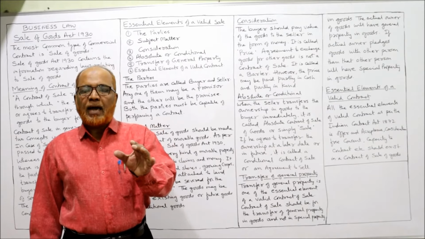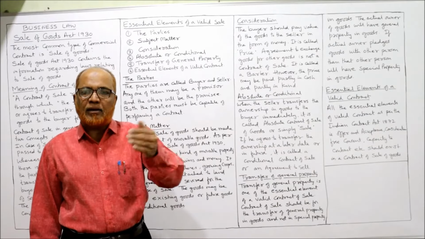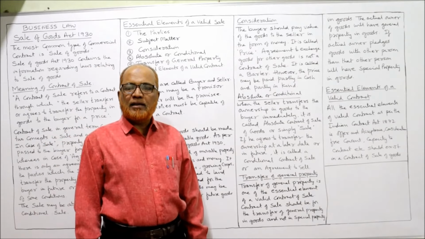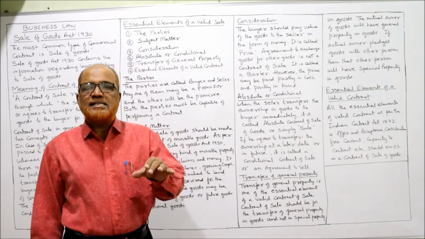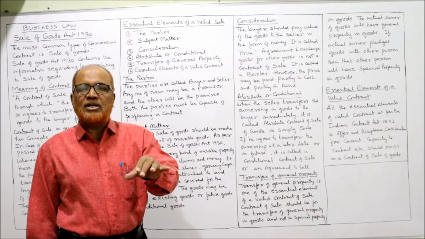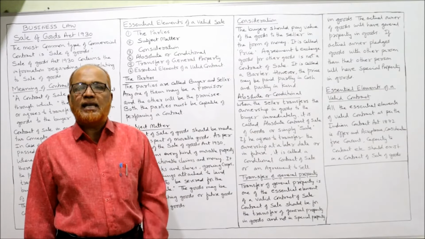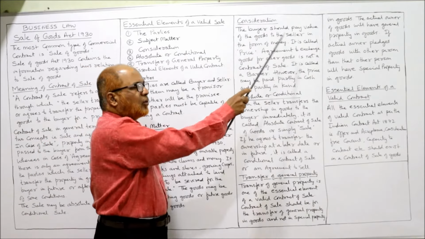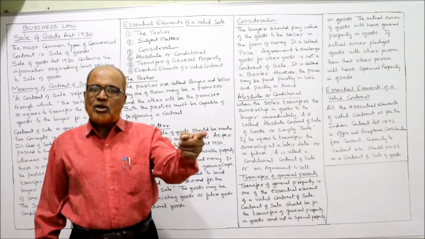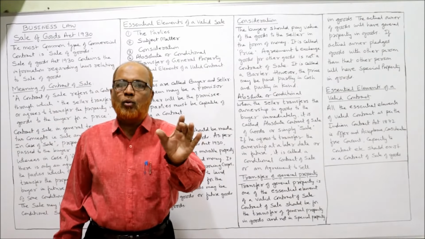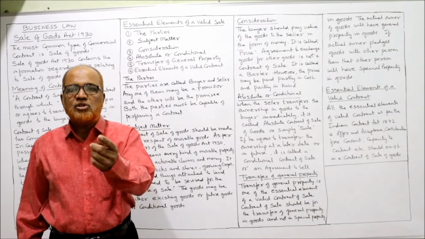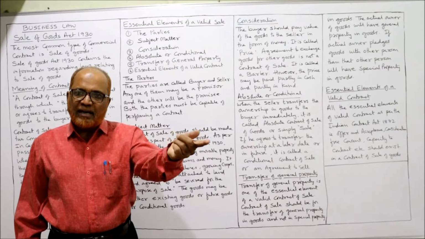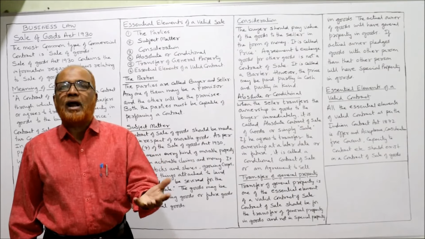Consideration is the amount which is paid by the buyer to the seller in terms of money. In terms of money, the price is the consideration. Price is the consideration which is paid by the buyer to the seller for the purchase of goods. So the buyer should pay the value of the goods to the seller in terms of money. The value that the buyer is paying to the seller is called the price.